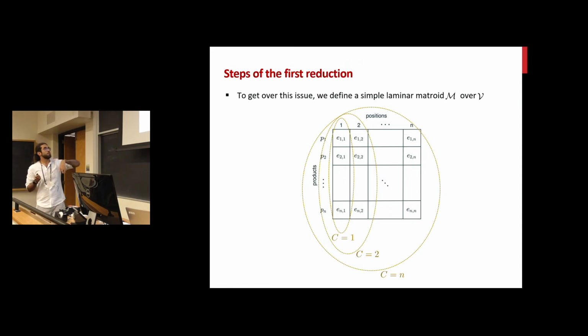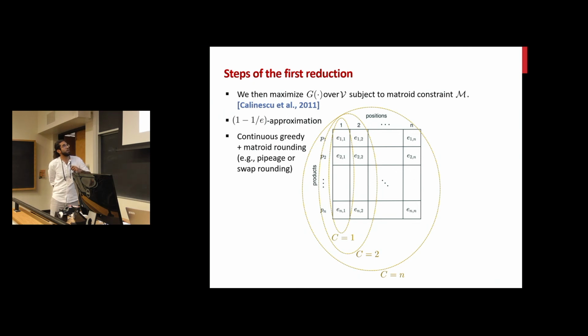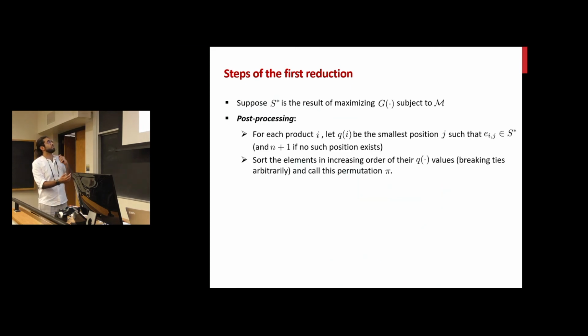OK? So the good news is you now can maximize g of S over this matroid using off-the-shelf submodular maximization algorithms, using, let's say, the Calinescu et al. 2011 seminal paper, by basically combining the continuous greedy with a matroid rounding algorithm such as pipage rounding or swap rounding. And well, so now you have an independent set of this matroid. It doesn't give you a permutation. It doesn't necessarily need to be a matching. So here is what we do at the end.